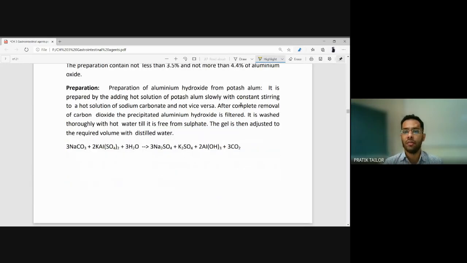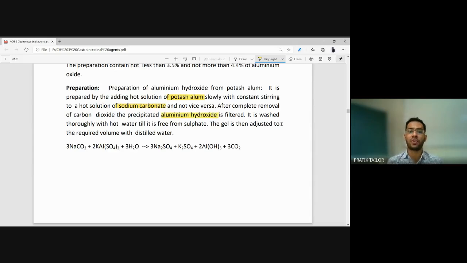You are not making a suspension of aluminum oxide, but you are having a reaction that will be forming aluminum hydroxide. Okay. So you are taking a hot solution of potash alum. You are using sodium carbonate solution and potash alum solution, and you will get the precipitate of aluminum hydroxide. Then we will collect this precipitate.